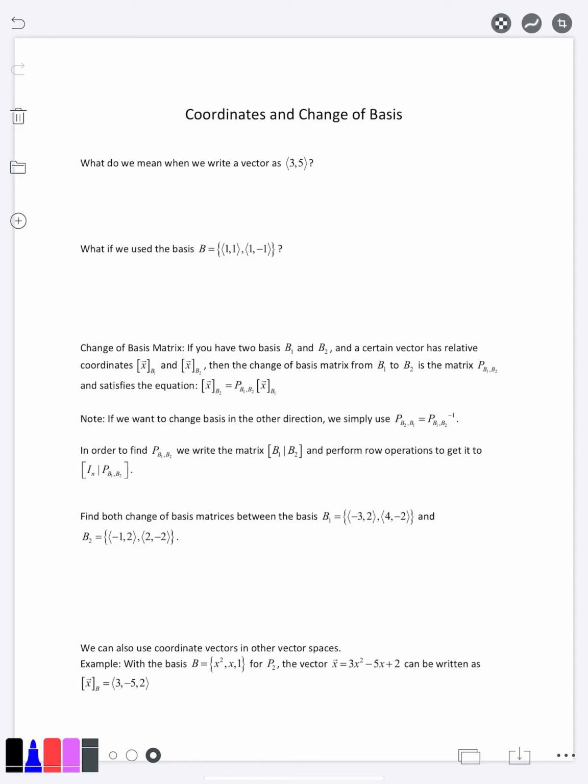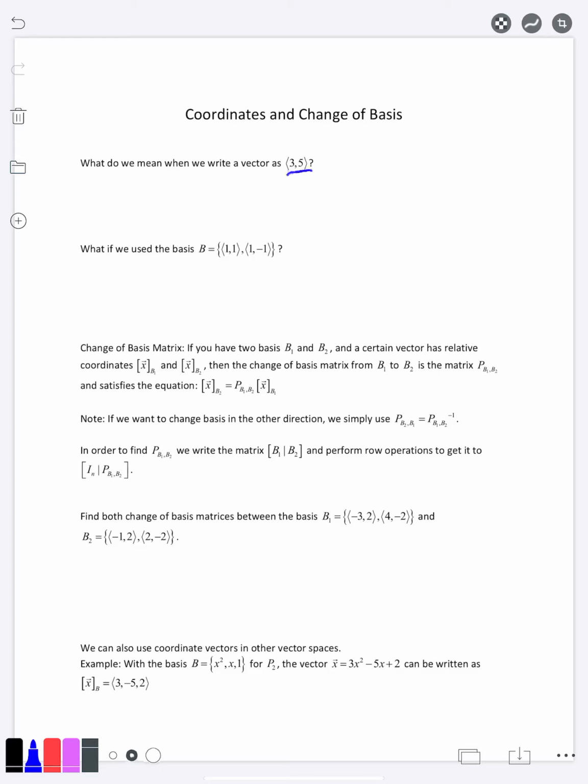We're going to learn more about the idea of what coordinates really are and what they mean, as well as something called the change of basis matrix. So we're going to start with the idea of we have this vector 3, 5, and I want to just say, what does that even mean when we write 3, 5?